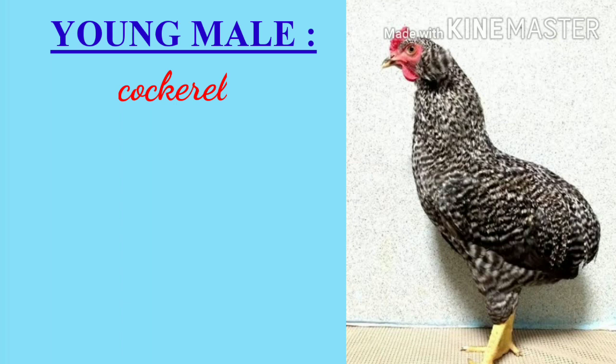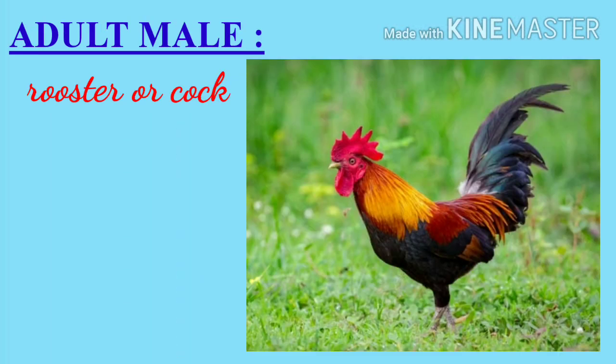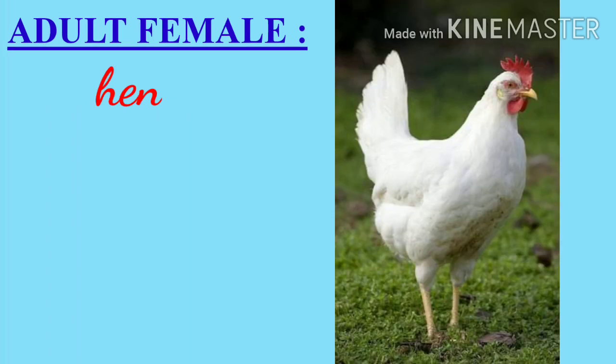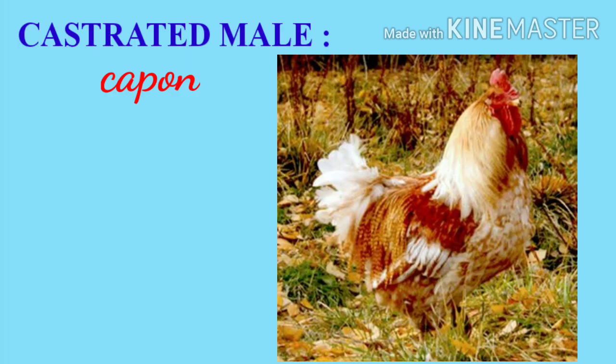Young male is known as cockerel. Young female is known as pullet. Adult male is known as rooster or cock. Adult female is known as hen. Group of chicks is known as clutch. Castrated male is known as capon.